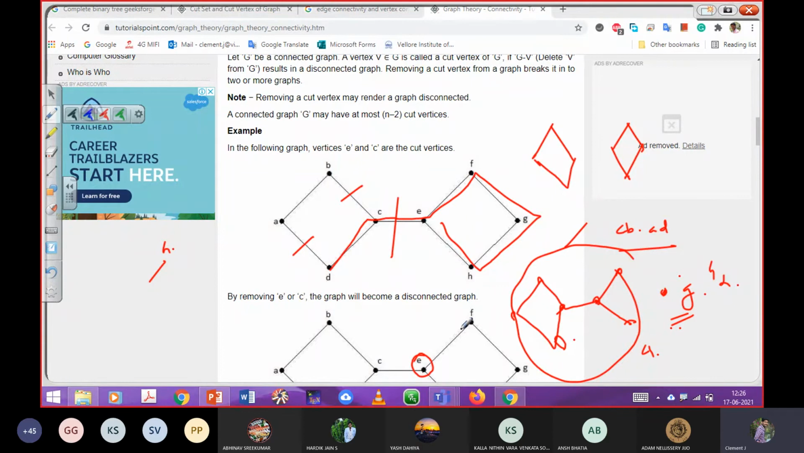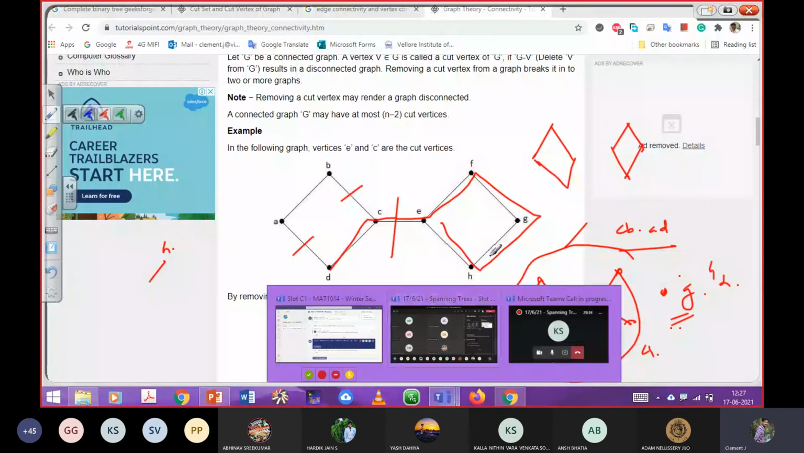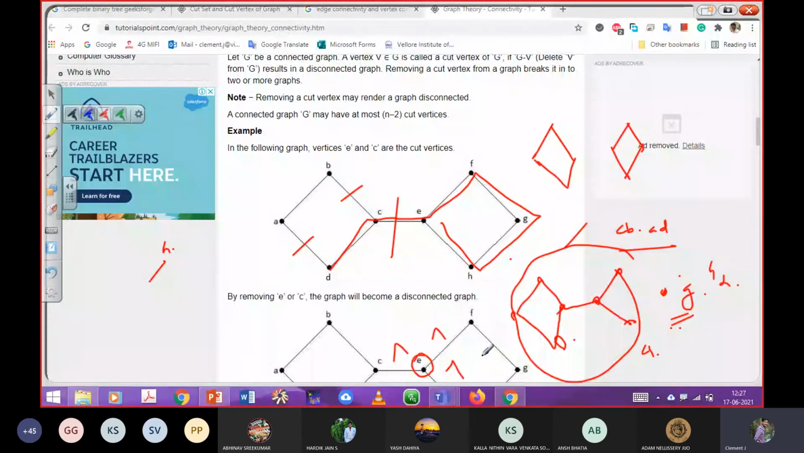Okay, next, cut vertices. In cut vertices, if you are planning to remove any particular vertex, the corresponding incident edges will also be removed. That is the difference between a cut set and a cut vertex. A cut vertex is also called a cut point. If you remove this point, the corresponding incident edges will also be removed. If that creates two or more components that form subgraphs of the original graph, then such points are called cut points. So that is the difference.